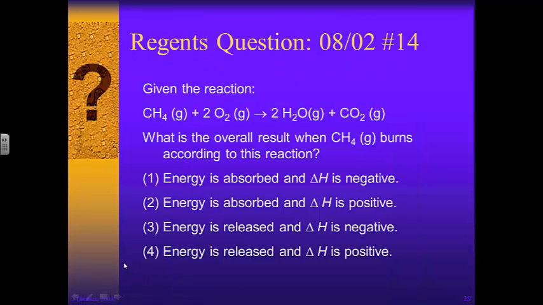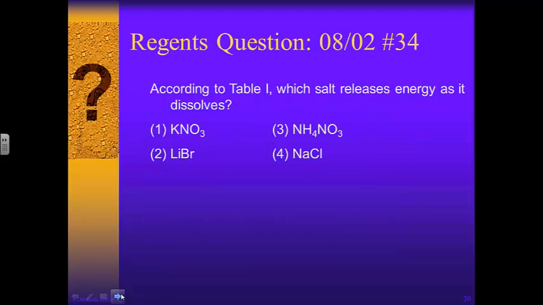Given the reaction, methane and oxygen produce carbon dioxide and water. What is the overall result when methane burns according to this reaction? Well, you can look it up in Table I, but you should also recognize this as a combustion reaction, when a compound combines with oxygen to produce carbon dioxide and water. And you know that combustion reactions are very exothermic. Therefore, energy is released, and delta H would be negative. But you should also double check in Table I and see the negative delta H value.